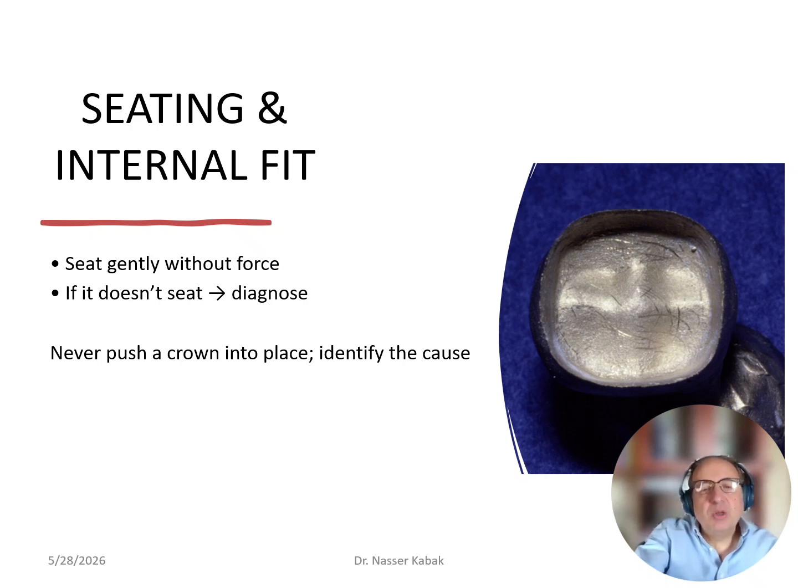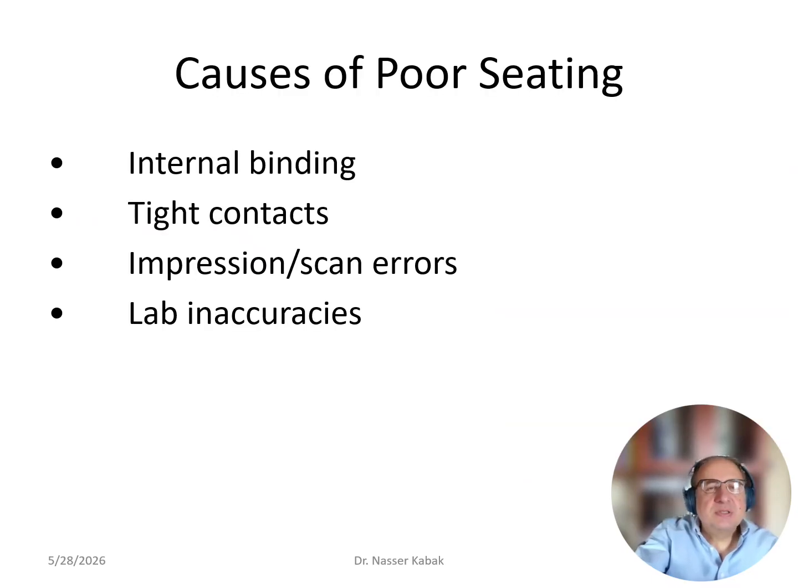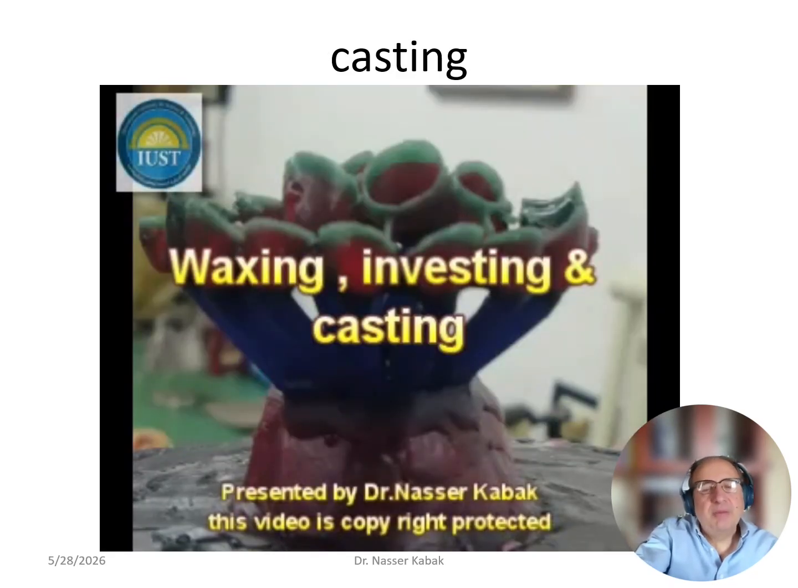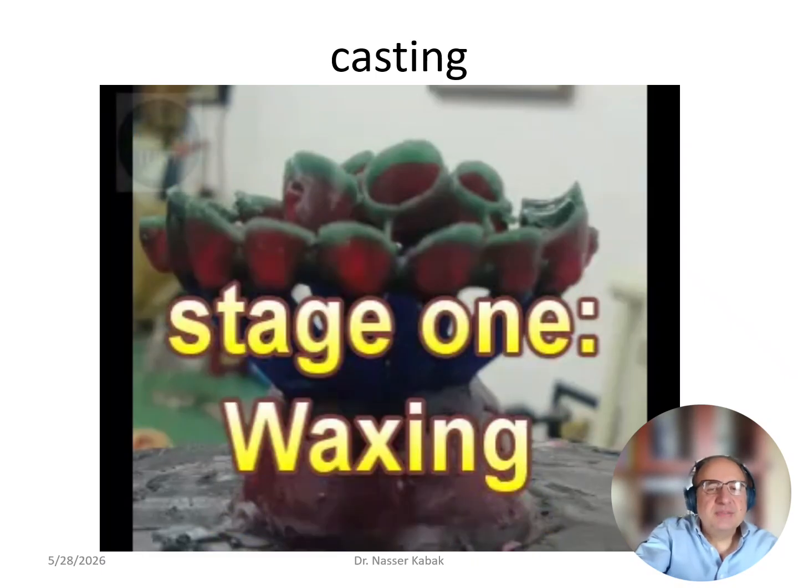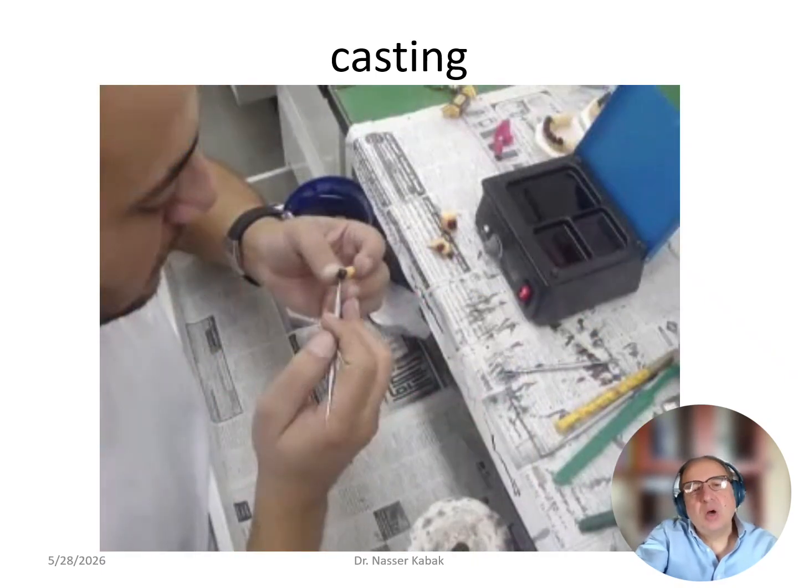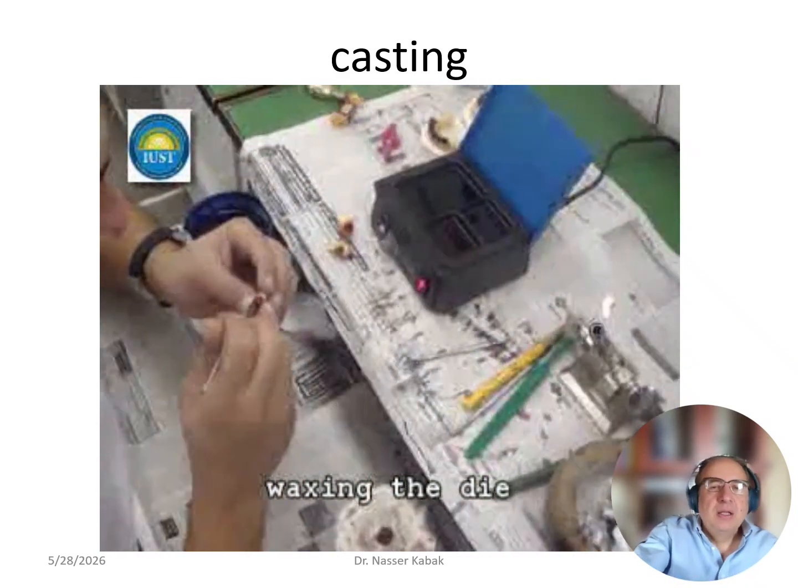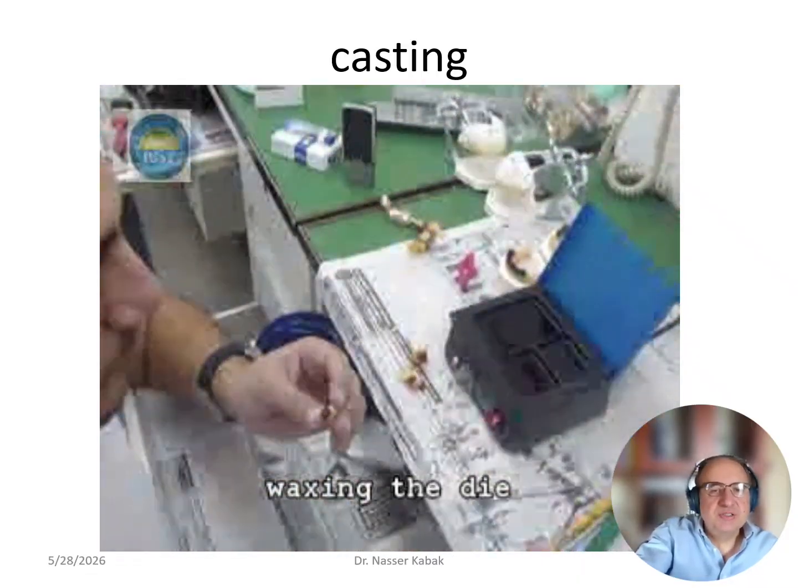So we should diagnose properly what the reasons are for these misfitting restorations. Some causes are related to the impression taking or lab inaccuracies, sometimes tight contact points, but this is rare. And of course, the internal binding of the restoration is also very important. This is why I need to remind you that when fabricating metal casted restorations, we use the lost wax technique. This implies the use of wax and subsequently the melting of the wax and the casting procedures. This is manually done.